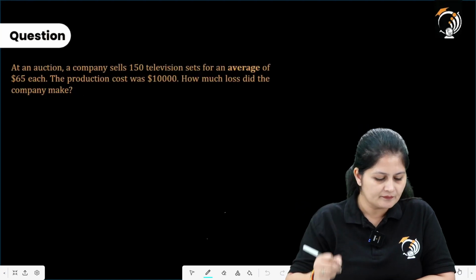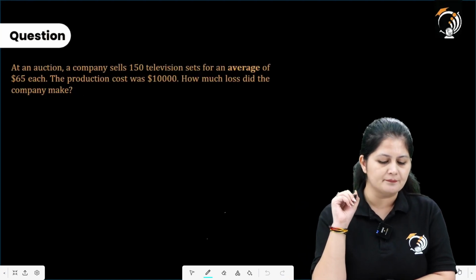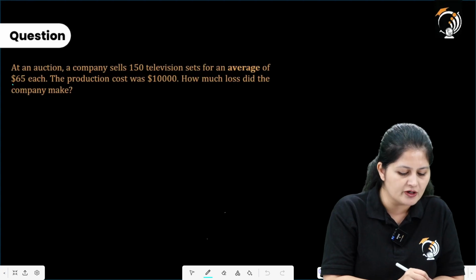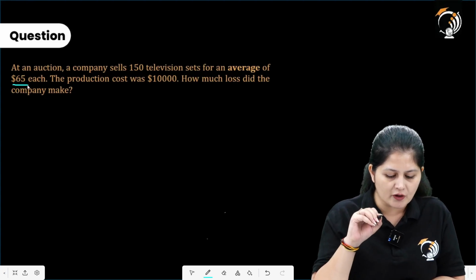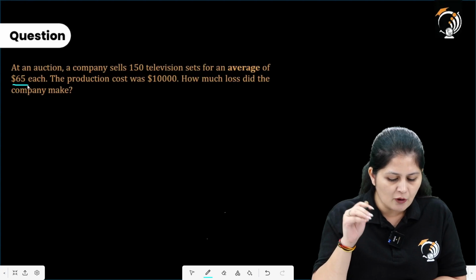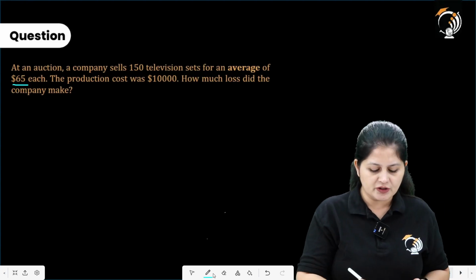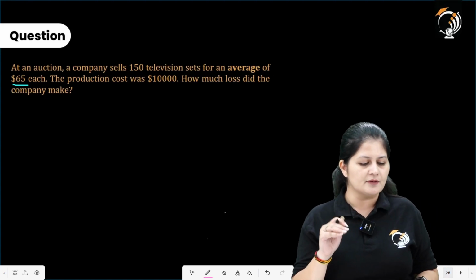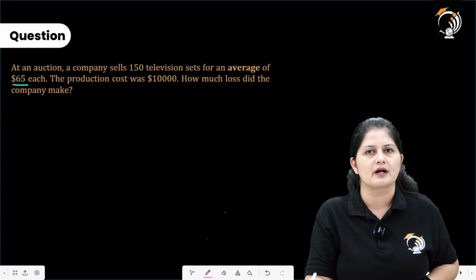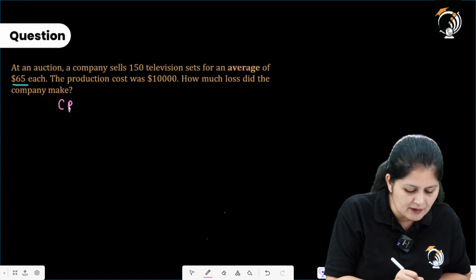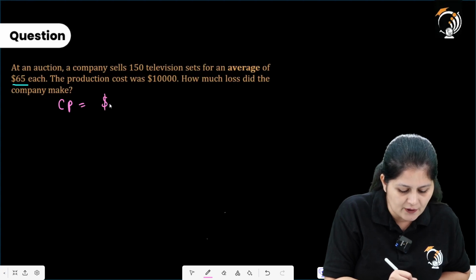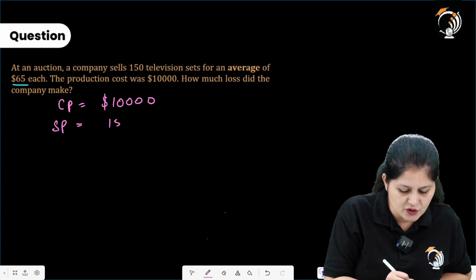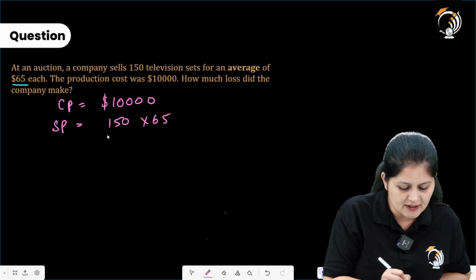Clear? Further, at an auction, a company sells 150 television sets for an average of $65 each. The production cost was $10,000. How much loss did the company make? So here, in order to find out the loss, firstly, the production cost will be taken as the cost price. Okay, so here the cost price is $10,000. And if we need to find out the selling price, that is going to be 150 multiplied with 65.